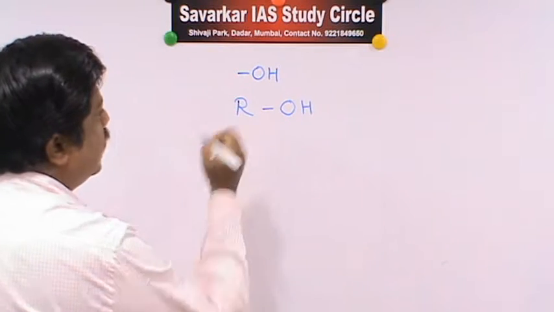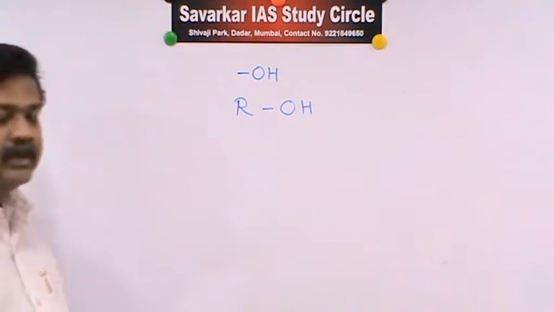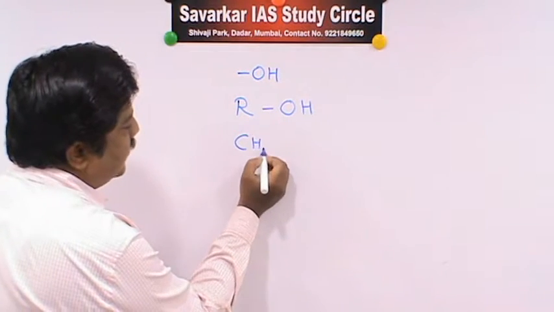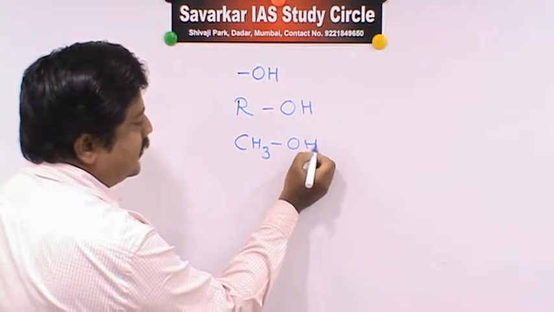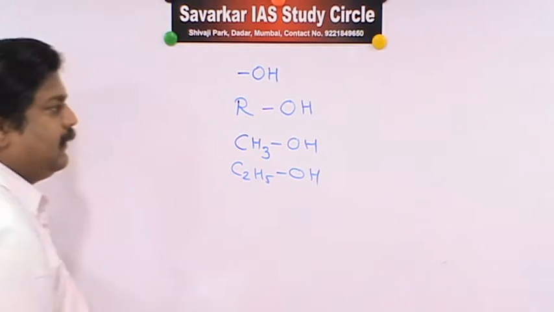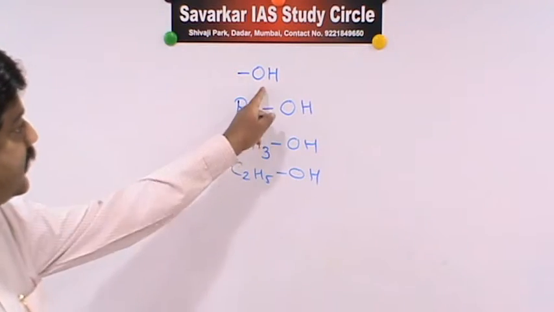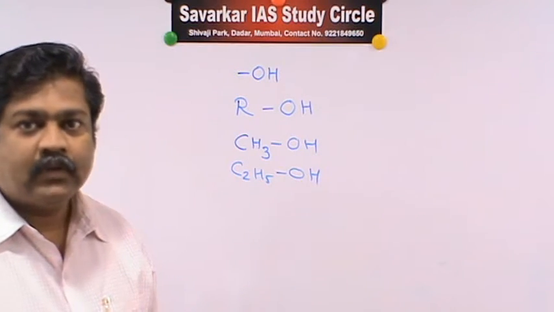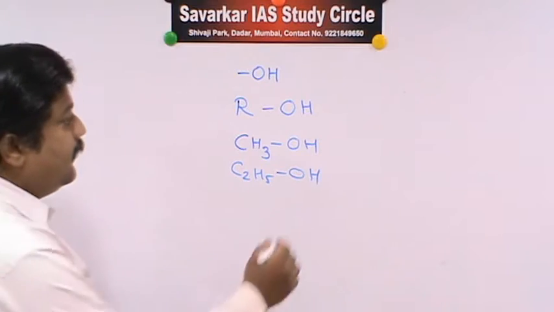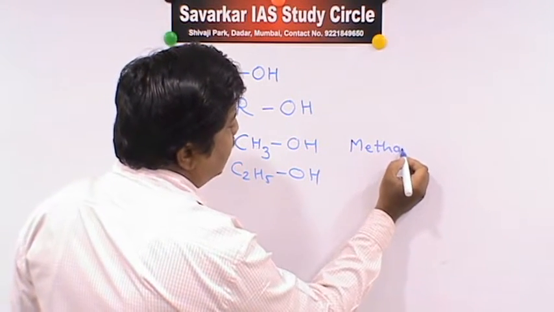If I am talking of ROH, R stands for an alkyl group. Let me clarify here: it is CH3OH or C2H5OH. Then this group is called alcohol. So the ROH group is alcohol. According to IUPAC, we have to give the name this way.